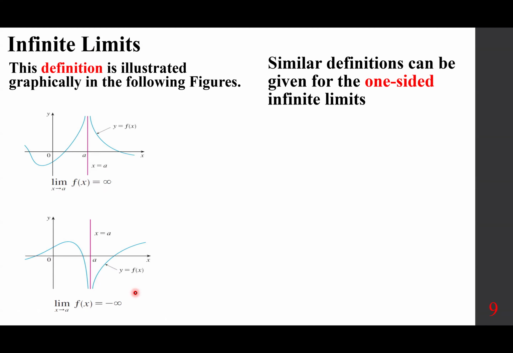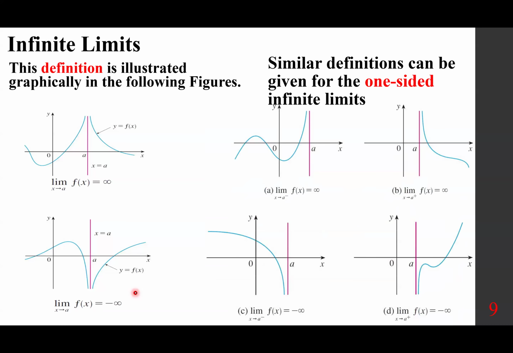Similar definitions can be given for the one-sided infinite limits. All of these are one-sided. For example, this one, the limit of f of x as x approaches a from the left is positive infinity, and this one from the right is positive infinity. This one, the limit of f of x as x approaches a from the left is negative infinity, and this one from the right is negative infinity.